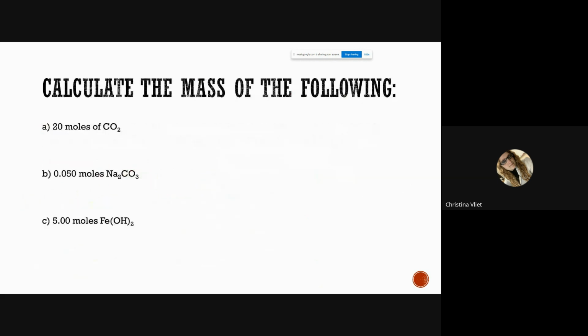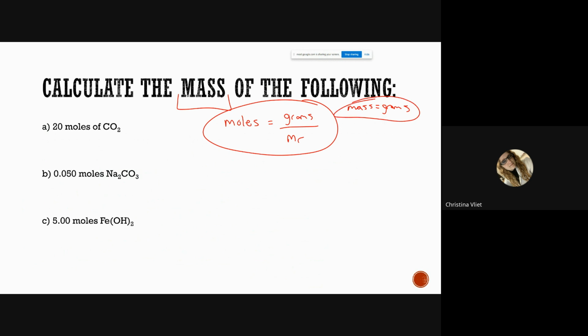Before we go for the day, what would you do if you had to calculate the grams? This is the last slide. If moles equals grams over molar mass, and you just memorize this formula, how would you solve for grams? Remember, mass is grams in this class. If they say mass, it's the same thing as grams. Go ahead.